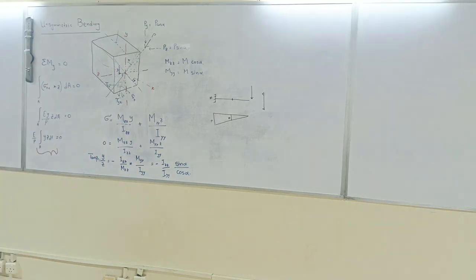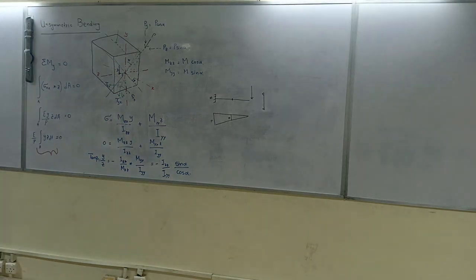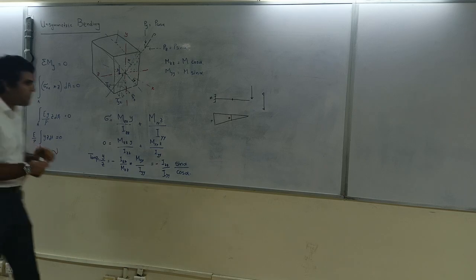Okay, so the neutral axis can change based on the applied load. The centroidal axis stays the same always. Why? Because gravity stays the same. Gravity doesn't change, so every cross section will have only one centroidal axis. But the neutral axis will change, and that is a function of the applied load. So that is an important thing to remember.